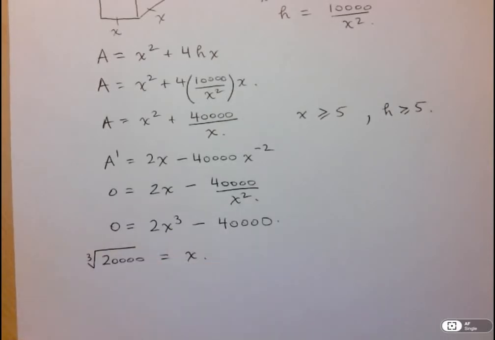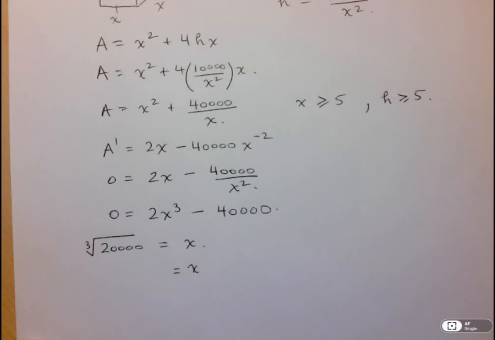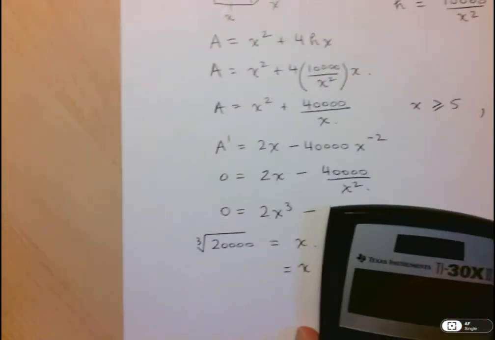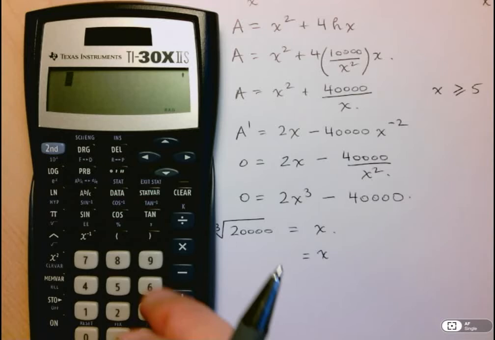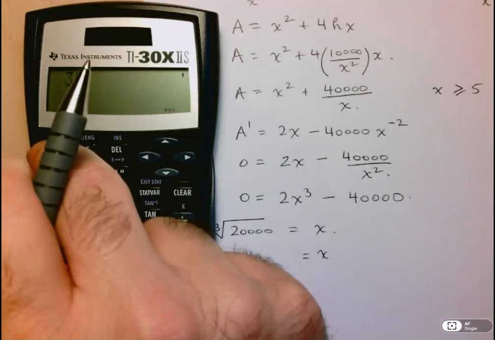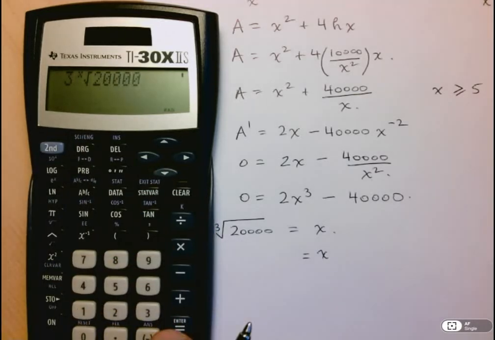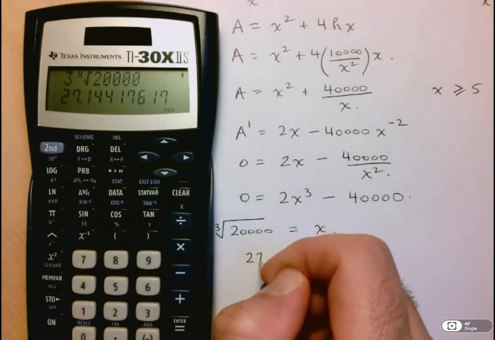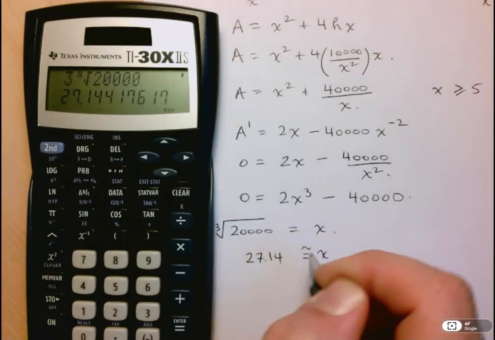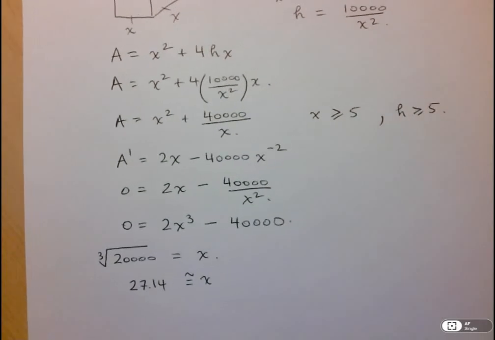Now, since this is an application question, the expectation is that we're going to approximate our answer. So we'll take the cube root of 20,000, which is equal to 27.14 approximately. Okay. Now, the first thing I do notice is that it does fall within my constraint.